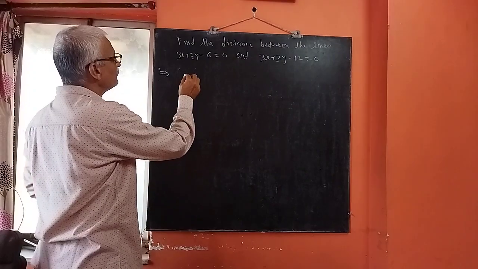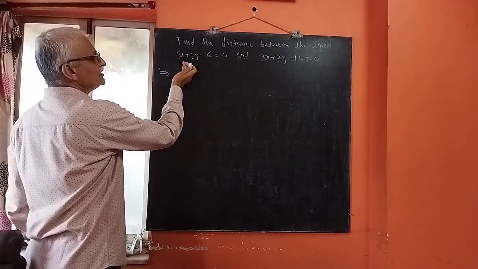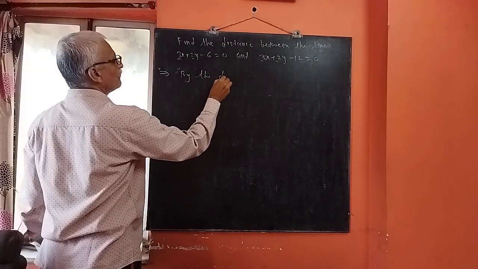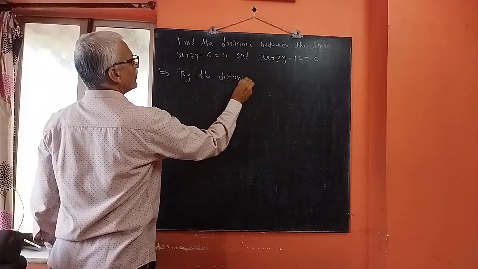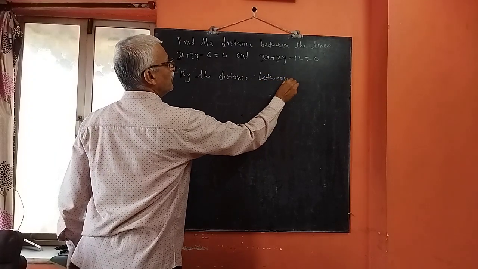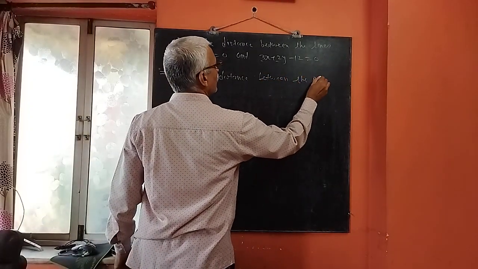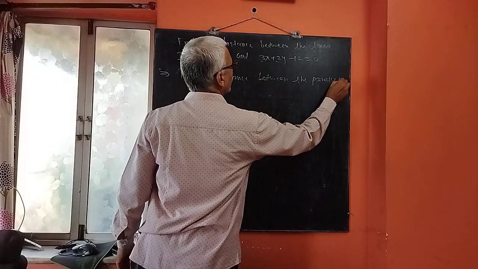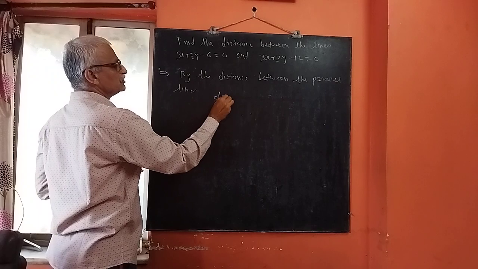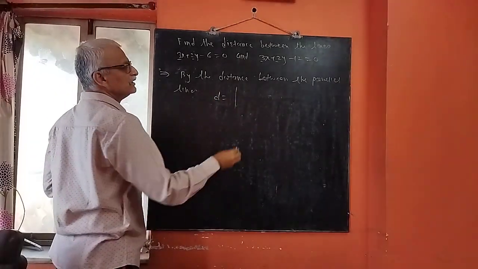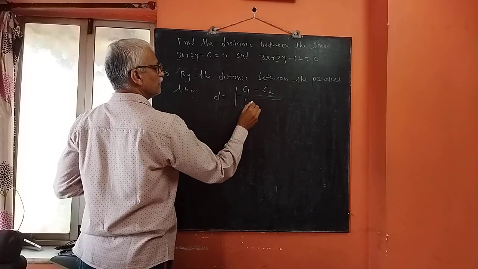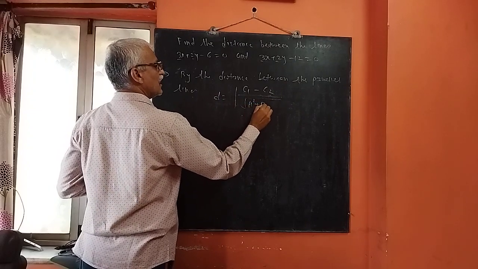Since the lines are parallel to each other, we have to apply the formula for distance between the parallel lines. So first we write here, by the distance between the parallel lines, we have d equals to mod of c1 minus c2 upon square root of a square plus b square.